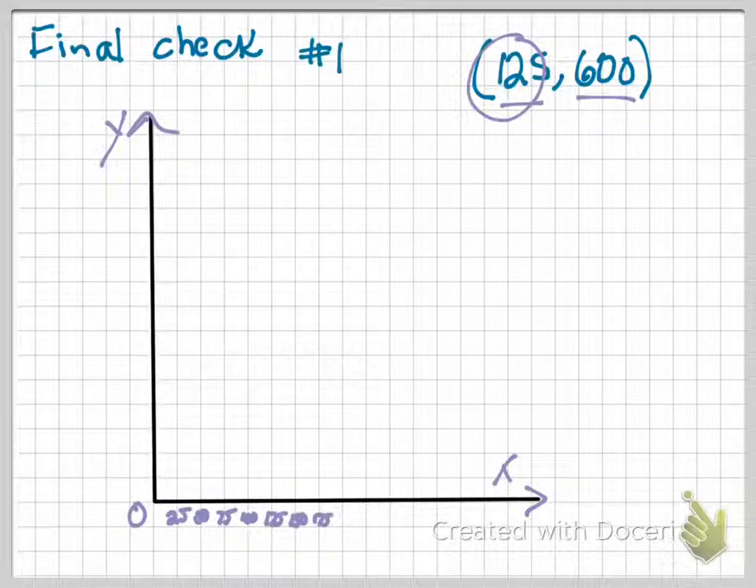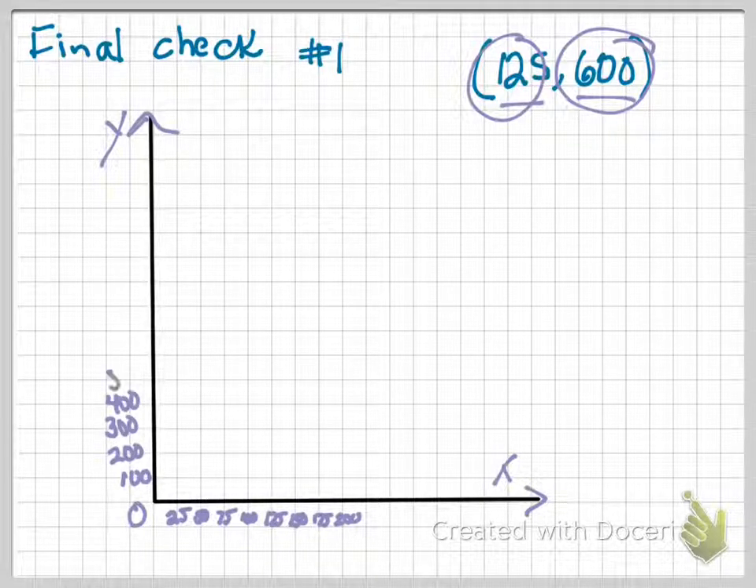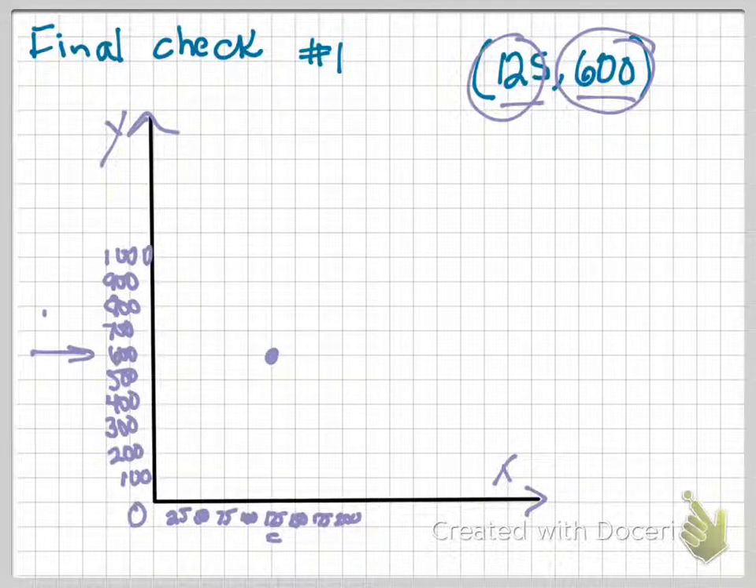150, 175, 200, and then I'm going to count by 100s. I'm going to go up to 1,000. 100, 200, 300, 400, 500, 600, 700, 800, 900, 1,000. And now I'm going to plot my points. So here's my 125, here's my 600. So I'm going to go over 125, over and up, and plot my point. Now, if you got that wrong, go back and think about what you need to do different.